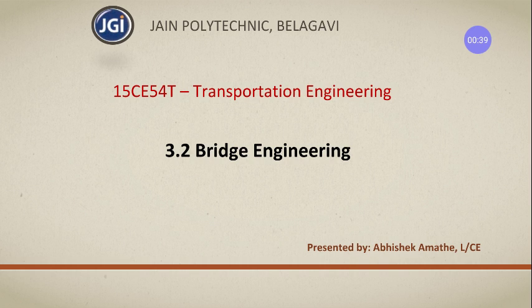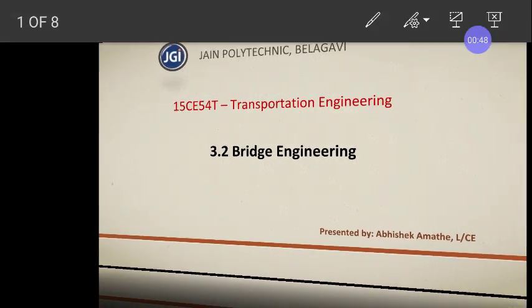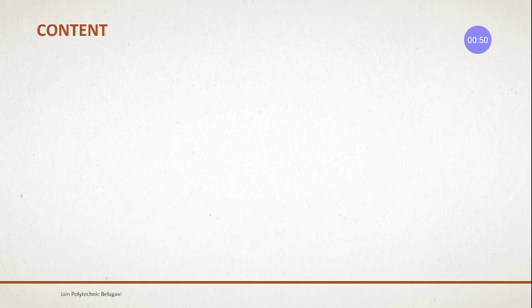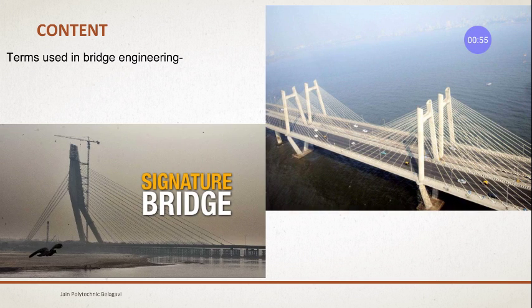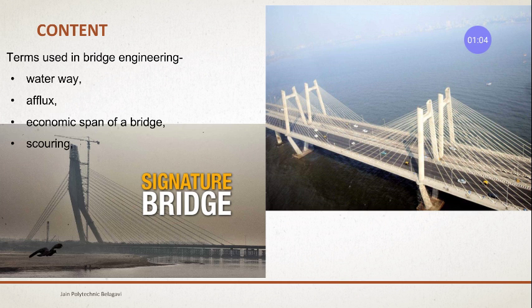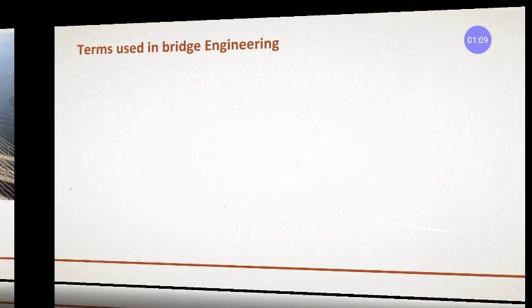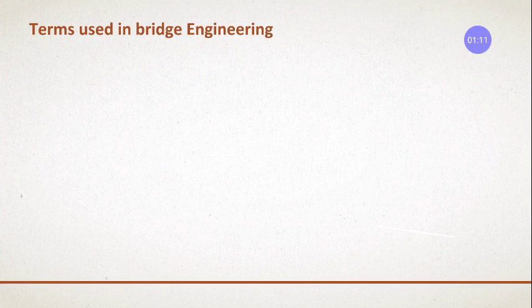So today we are going to go into the deep definitions and terminologies that we are going to use in bridge engineering, right? Terms used in bridge engineering: waterway, afflux, economical span of bridge, scour, freeboard. Now the first one is waterway.